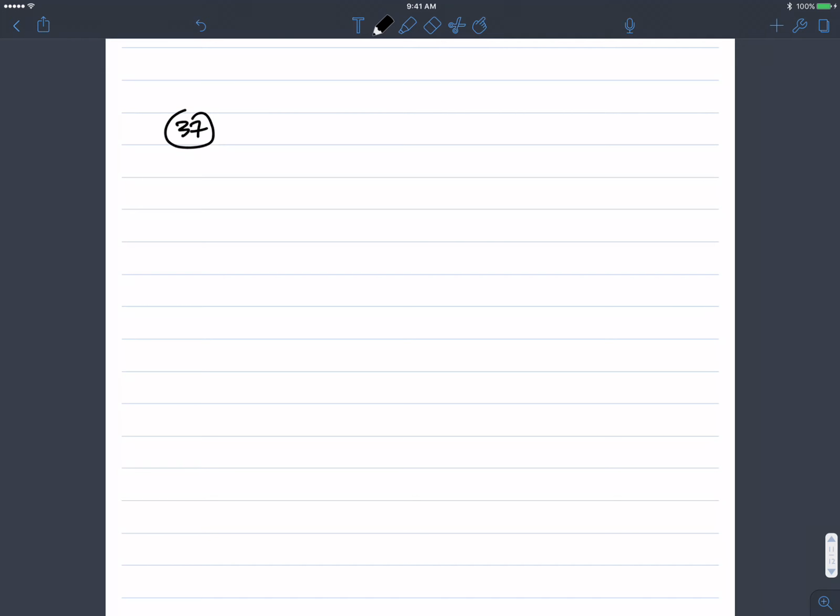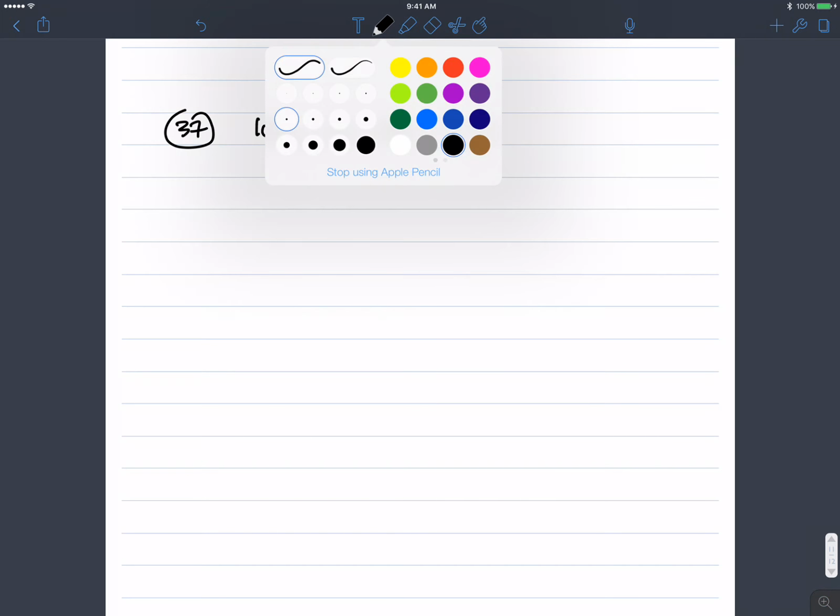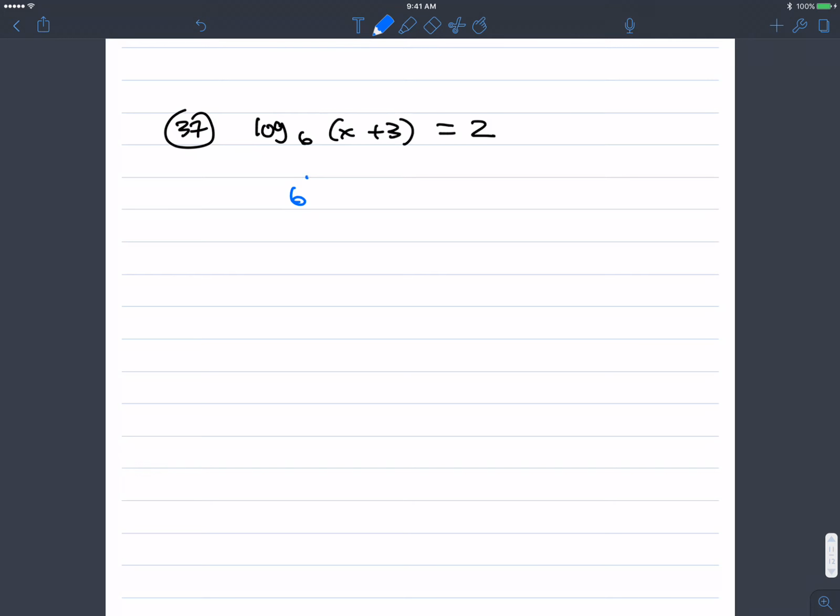37. Here we go. Oh, sorry. Wrong question. 37. Log base 6 of x plus 3 is 2. By definition, 6 to the second power will be x plus 3. Or we can say x plus 3 will be 36. Subtract 3, and x here is 33.